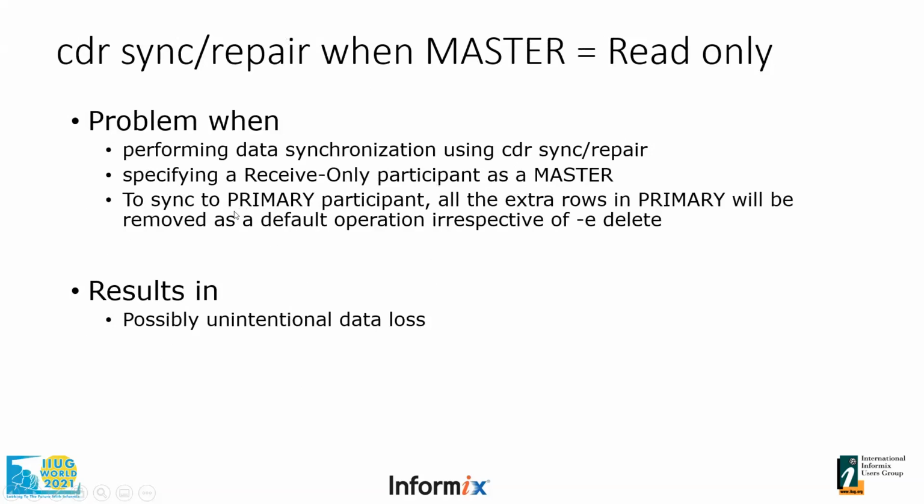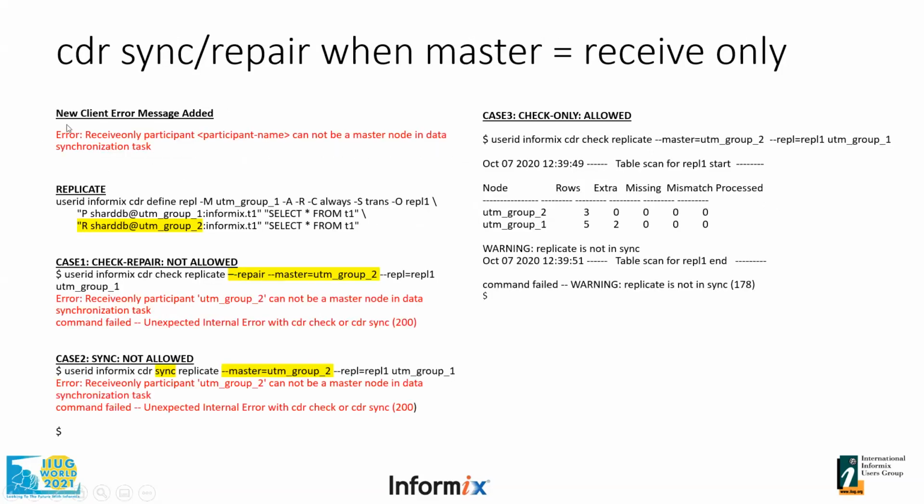The reason is that with a primary participant, if you're trying to match with a receive-only participant, there's a possibility that you can lose the data. So here, what we have added is that we are going to bail out in these cases. When the master is defined as receive-only and that is used as a master, it's going to bail out. But this is going to bail out only for the check repair or sync option. If you are using a check-only option, then CDR check only is still allowed.